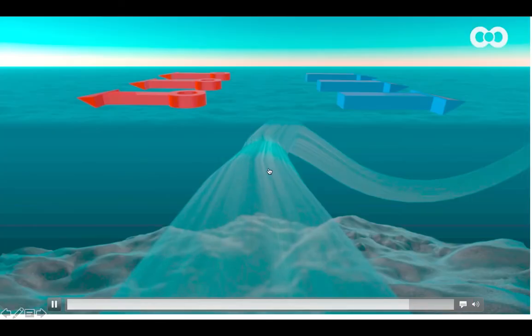Okay, so this is your geostrophic current situation, and this geostrophic current situation is followed by ACC, Antarctic Circumpolar Current.